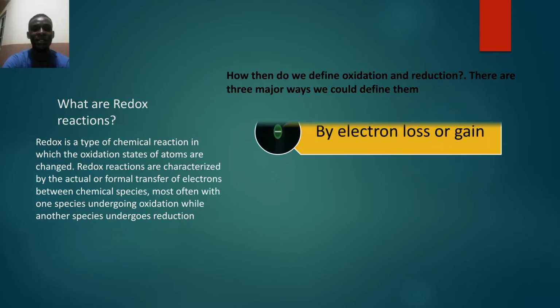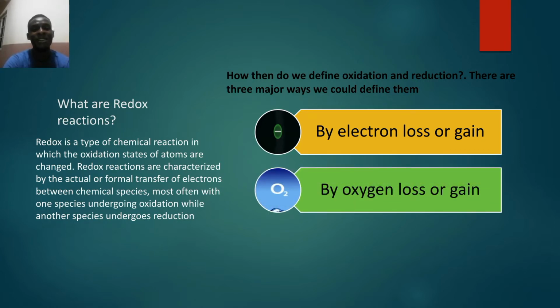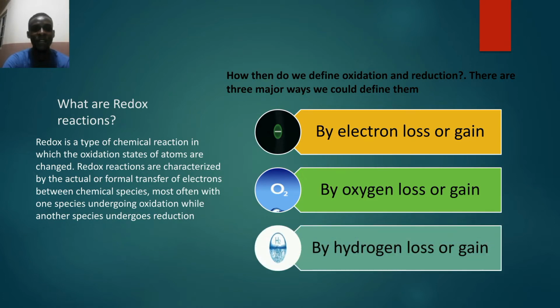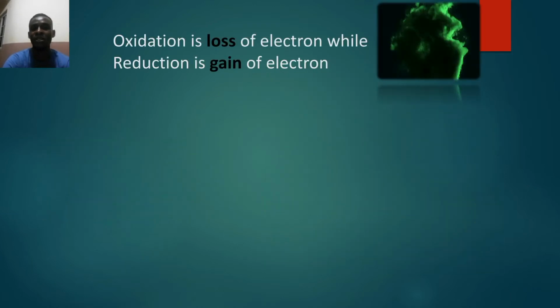The first one is in regards to electron loss or gain. The next, we could define it in regards to oxygen loss or gain. And lastly, we could define it in regards to hydrogen loss or gain. Let's begin. In regards to electron loss or gain, oxidation is loss of electrons, while reduction is gain of electrons.